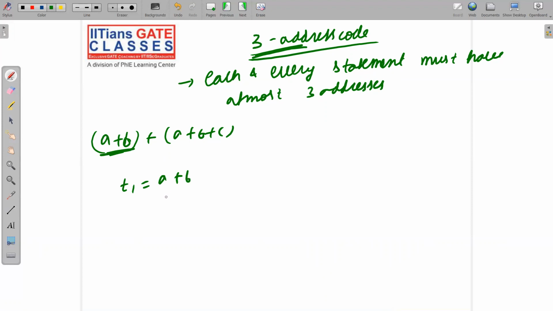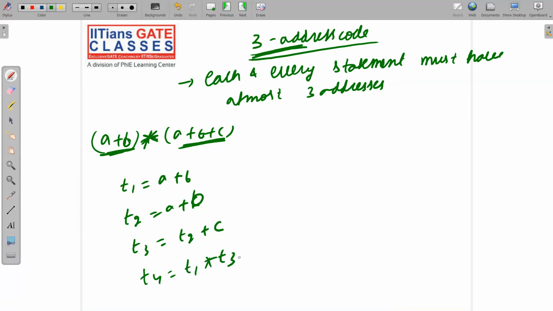Okay. And then here we have a star now. A plus B star, A plus B plus C. So T2 is equal to A plus B. T3 is equal to T2 plus C. Are you getting it? A plus B is T2 and then plus C. Now T3 is this, T1 is this. So T1 multiplied by T3. So T4 will be equal to T1 multiplied by T3.